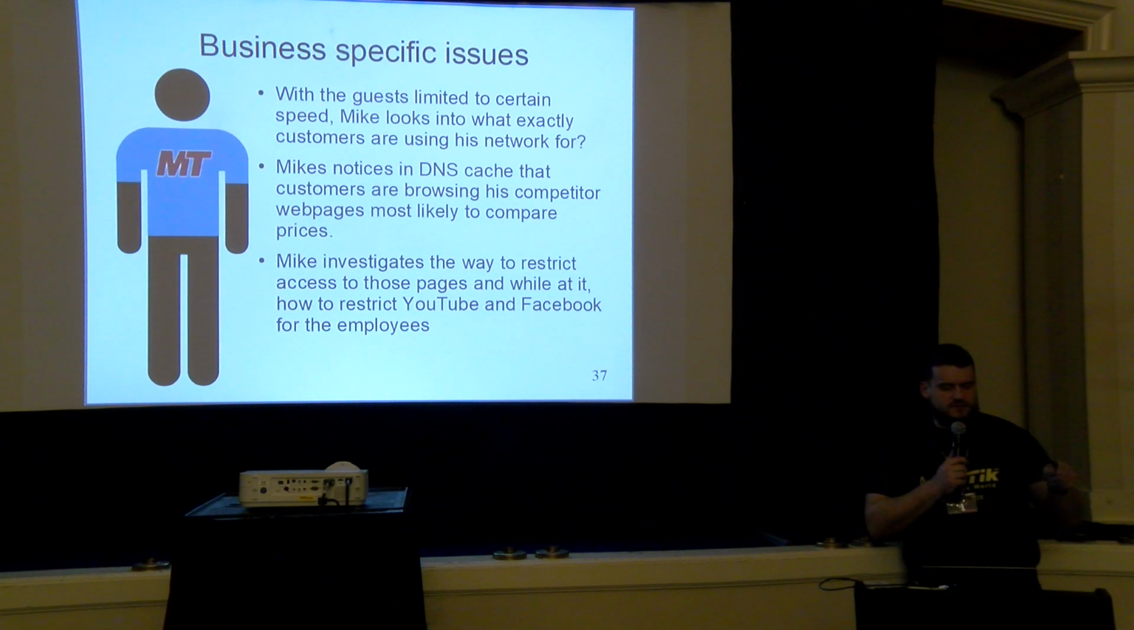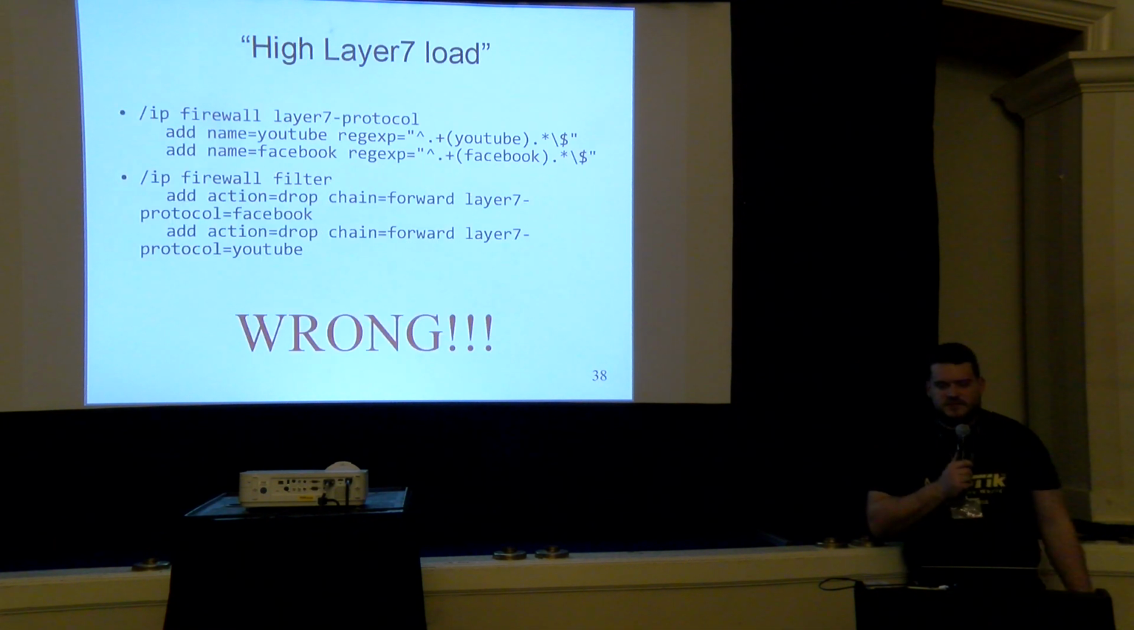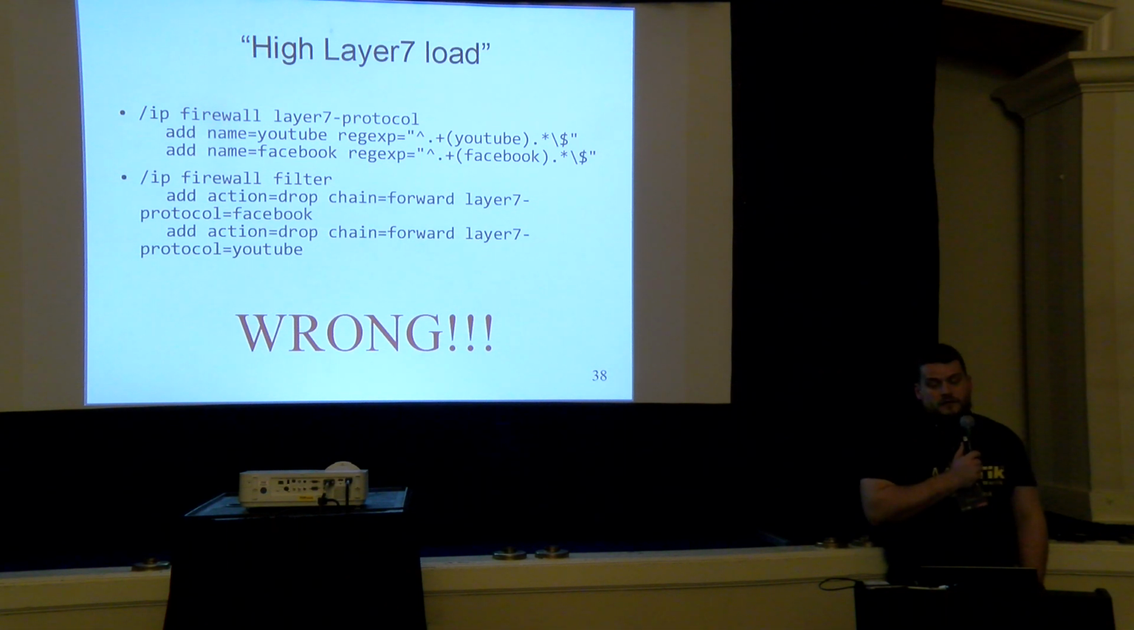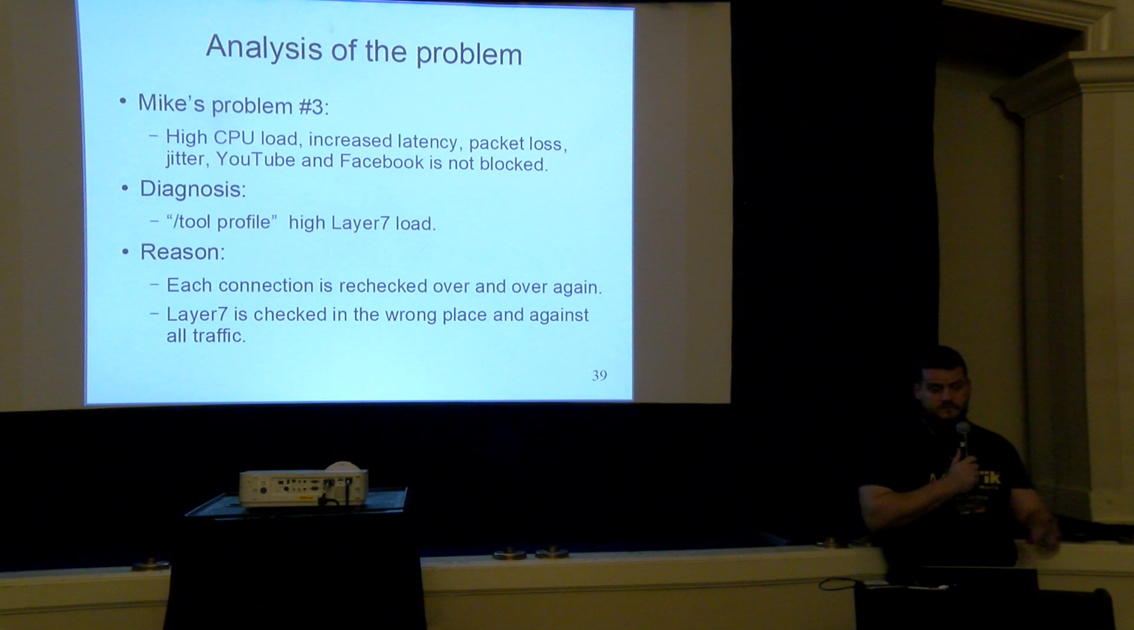Of course, he goes onto the internet, and the first thing that pops up is layer 7. He copies these rules and runs into a problem. So this is completely wrong. CPU is high, there's increased latency, there's packet loss, there's jitter, and the funny thing is that YouTube and Facebook are not even blocked. So you cause all the load, but those bastards are still working.